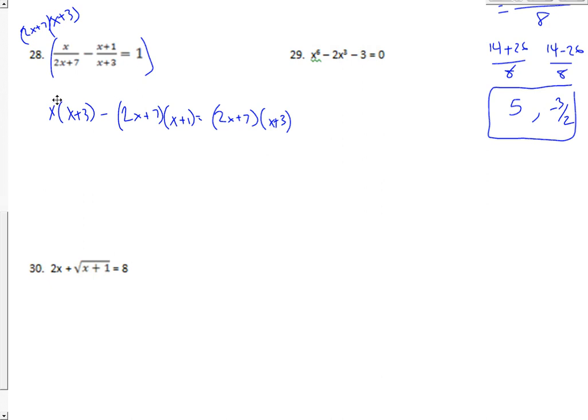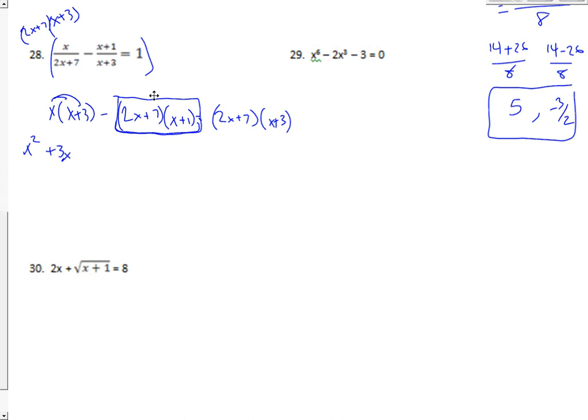Now I need to simplify. I'm going to distribute the x. That will give me x squared plus 3x. I need to distribute the subtraction here to get minus 2x and then minus the 7. Wait a minute. That actually has to be multiplied by this right here, which needs to be multiplied and FOILed. So I will distribute the x. I will get x squared plus 3x. I'm going to figure out what this product is right here, and then I will distribute the subtraction.